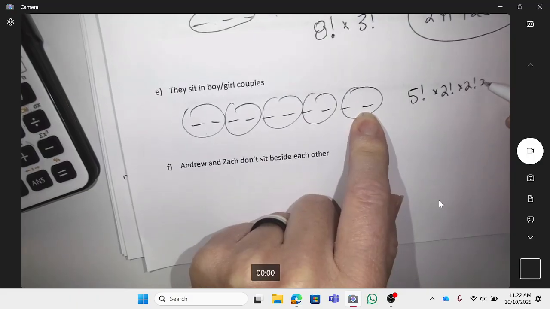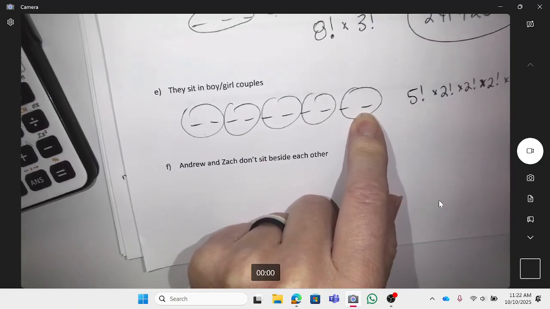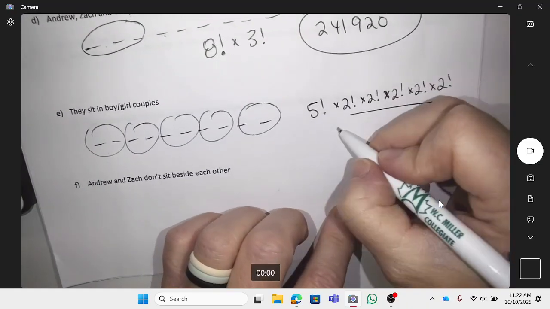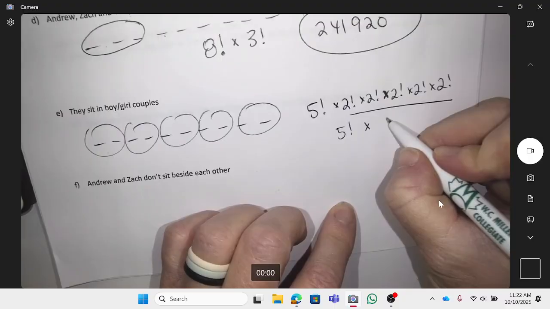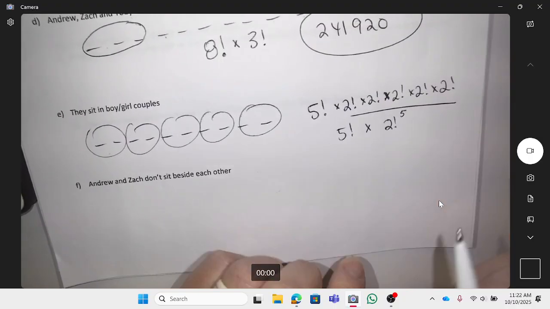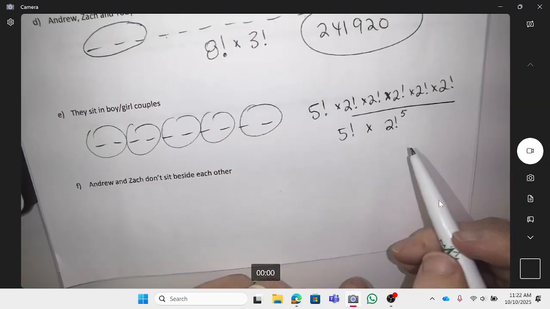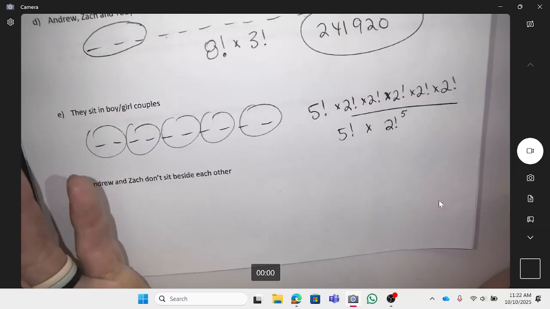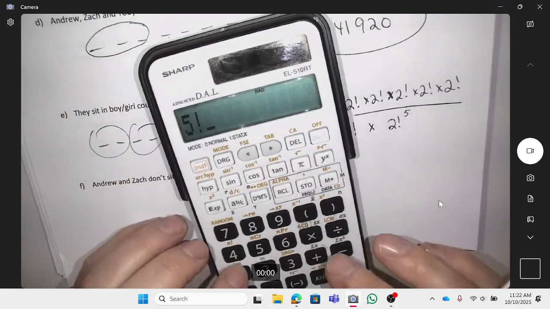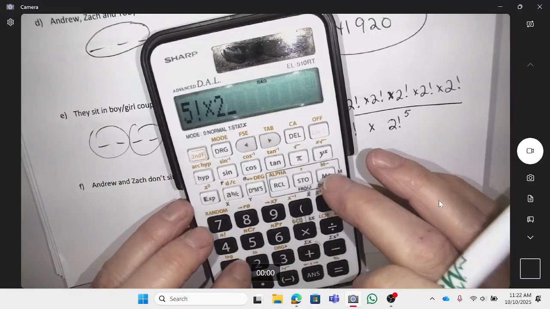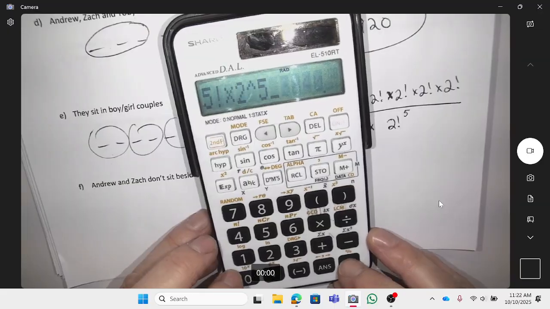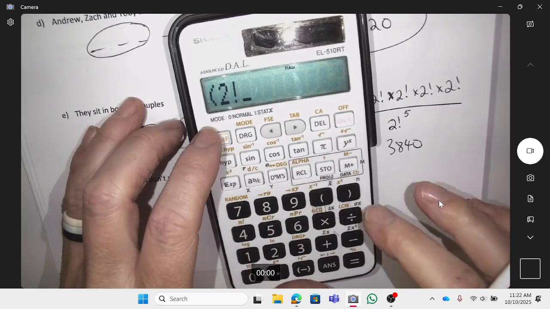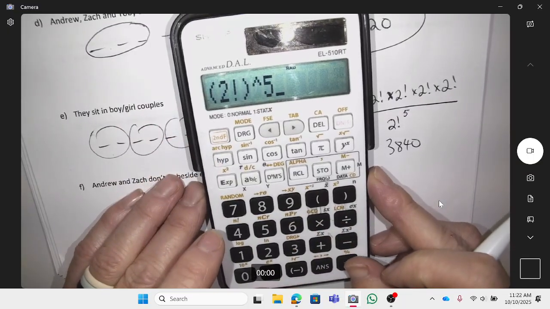So I'm not going to write this, because what else could I write instead of doing this? What's a different way to write that? Exponents. What is 2 factorial as a number? 2, right? 2 times 1. 5 factorial times 2 to the 5th. I don't even know if it would let me do 2 factorial to the 5th. Does it let me? Yeah, it does.